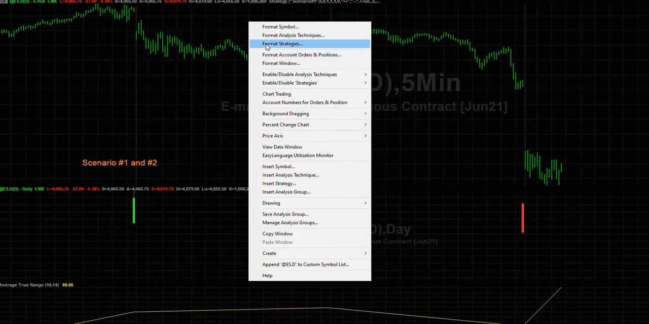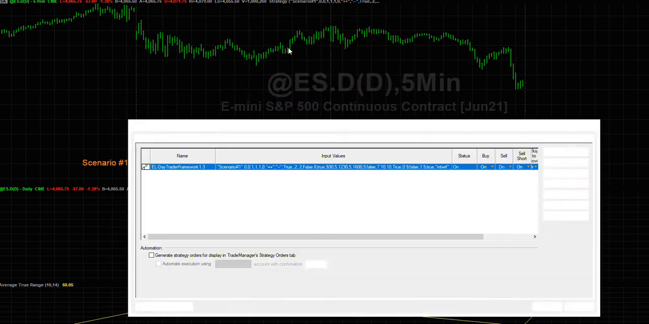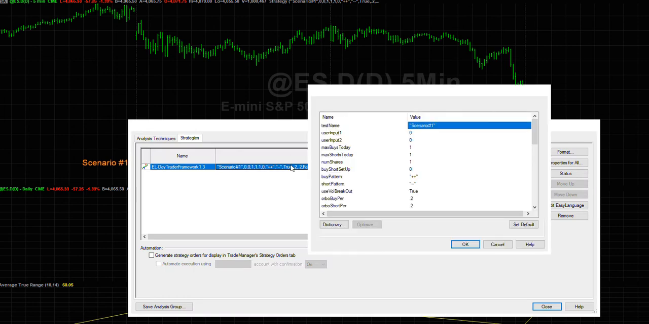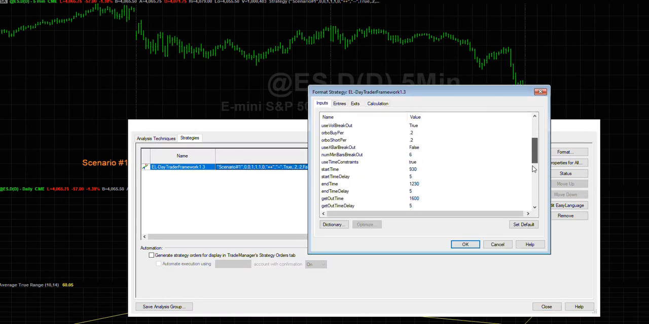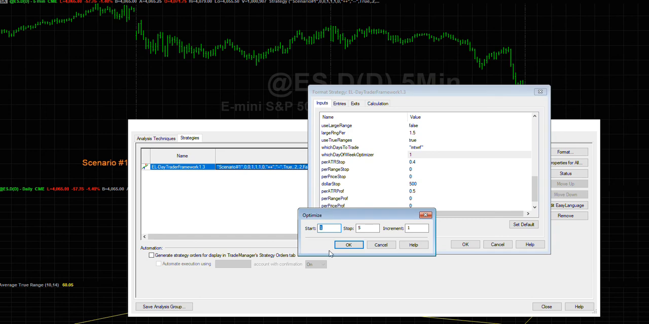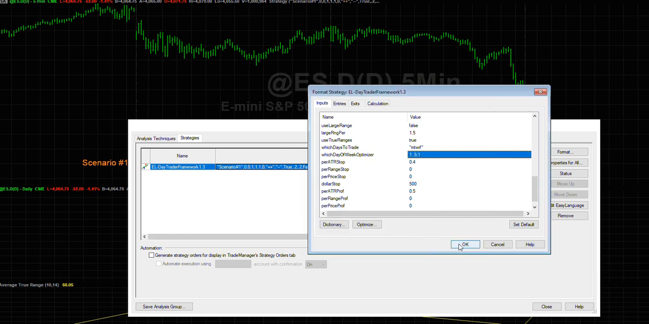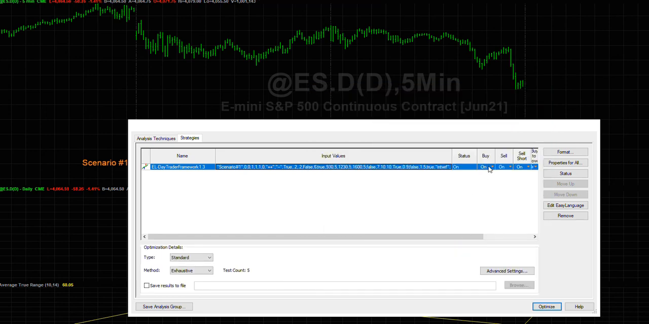Format strategy. I want to use the framework. I want to optimize it Monday through Friday. It remembered the 1 to 5 that I did last time. But I only want it to buy, so I'm turning these off, the sell short and the buy to cover. You probably don't need to turn the buy to cover off. I just do it to be on the safe side. So we're only buying and getting out of longs, and we're going to optimize it. So let's optimize it.